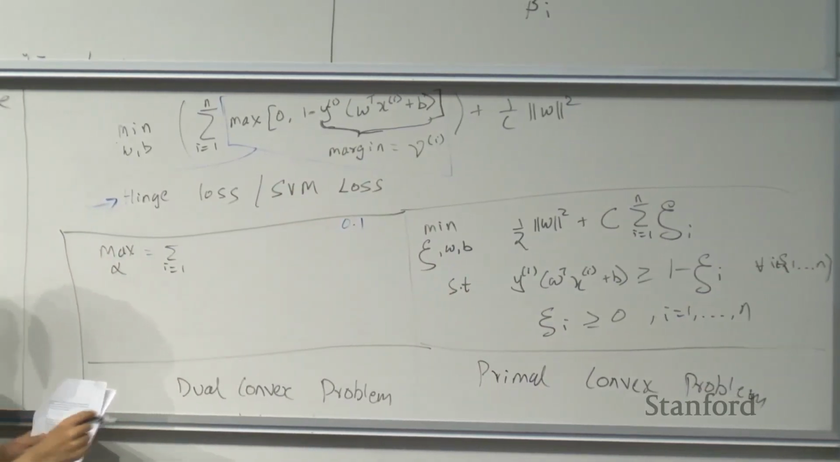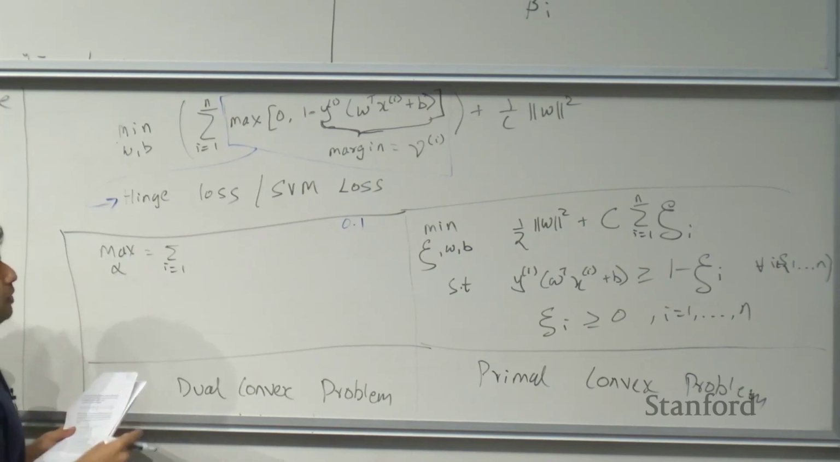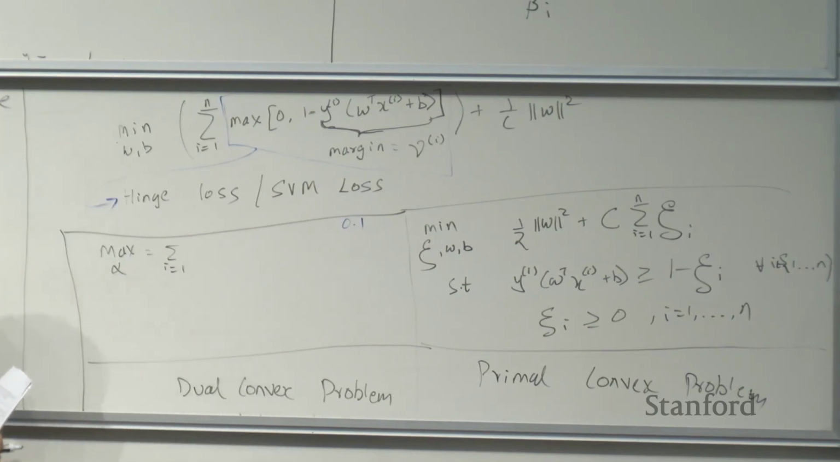Yes, question? Good question. Why don't we penalize B? There are good reasons why you don't want to penalize B, because if you penalize B, you're constraining your separating hyperplane to be close to the origin, right? But there's no value in doing that. You want to give your algorithm freedom to place it however far from the origin as necessary, depending on the data.